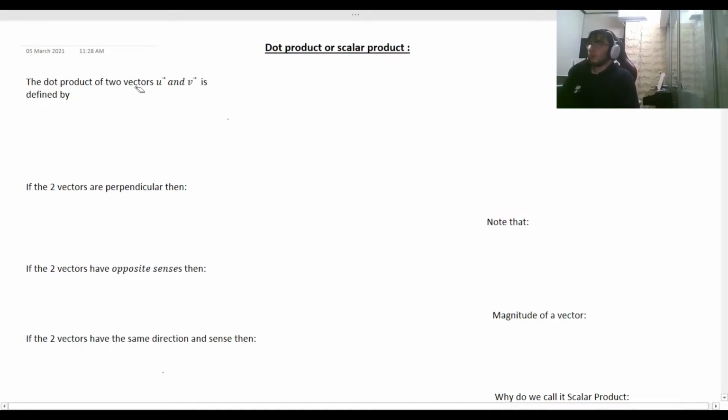Okay, so the dot product of two vectors, u vector and v vector, is defined by the magnitude of the first vector multiplied by the magnitude of the second vector, multiplied, sorry, I need to write a dot here, not a cross. Multiplied by cosine of the angle between these two vectors, which is equal to the sum of the products of the coordinates. That is, if you have the coordinates of each vector, that is xx prime plus yy prime plus zz prime.